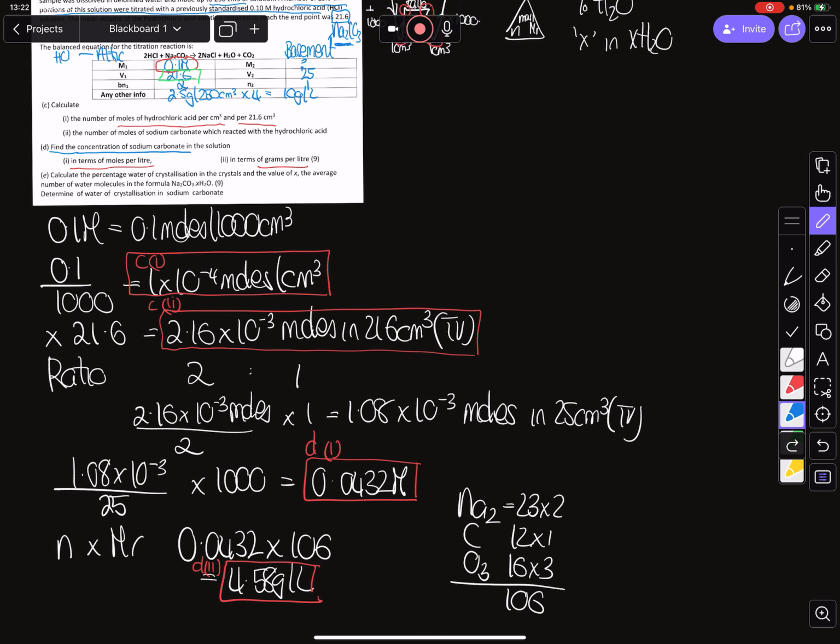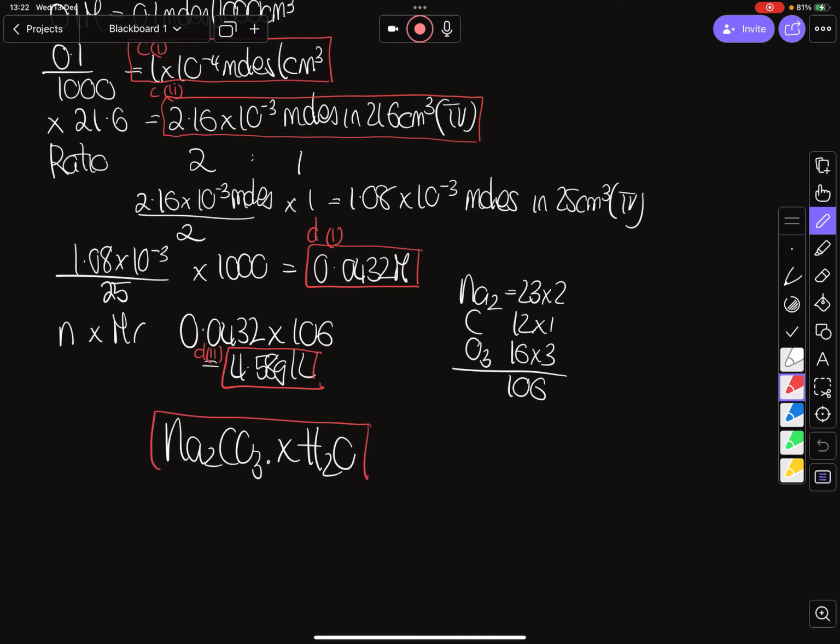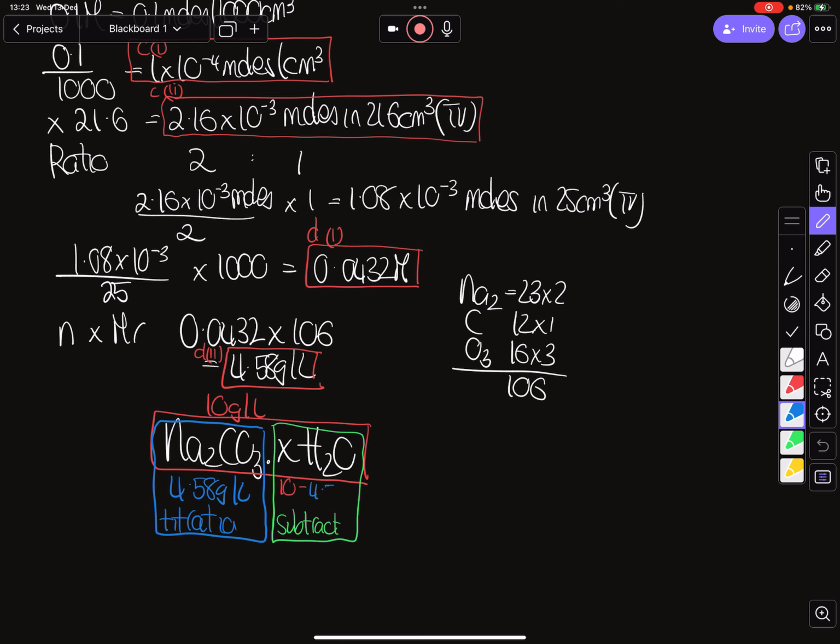So the last part of our question here is asking us to calculate the percentage of water of crystallization in the crystals and the value of X. So this is how I set it up. Na2CO3.XH2O. So at the very beginning, we weighed out an amount, and our extra info was 10 grams in a litre. From our titration now, we have worked out we have 4.58 grams in a litre. And we find this by titration. To figure out the grams of water now, I'm just going to subtract the total from the titration value. So it's going to be 10 take away 4.58 grams, and when I do that, I am going to get 5.42 grams in a litre.